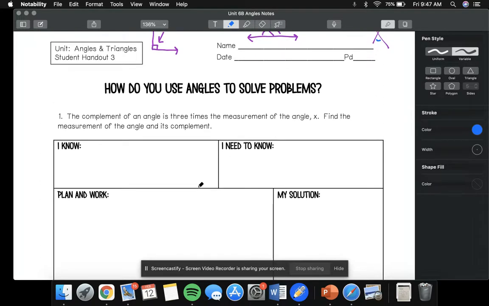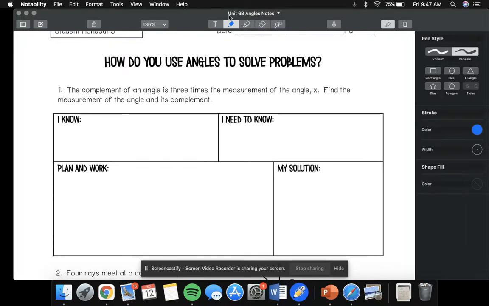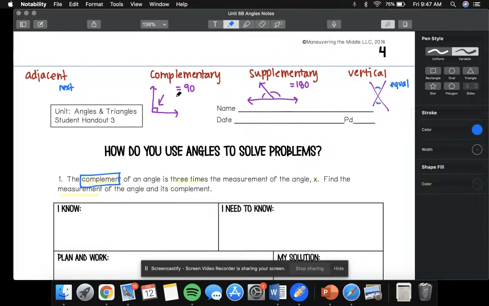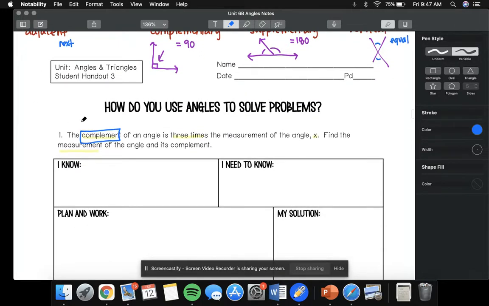Okay, so we're gonna do a couple problems. The complement of an angle is 3 times the measurement of the angle x. Find the measurement of the angle and its complement. Okay, so right here, I see the word complement. And if I understand what complement means, it means angles that add up to 90. So we're talking about a 90-degree angle, okay?